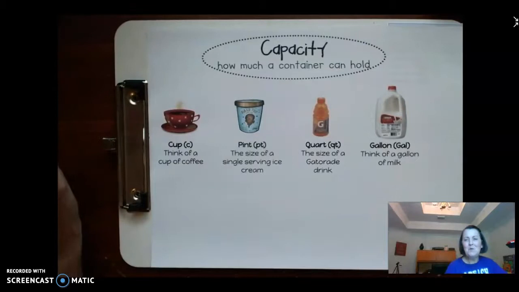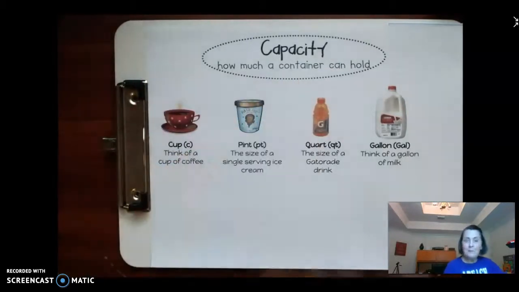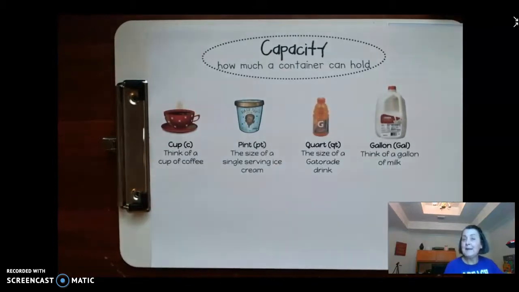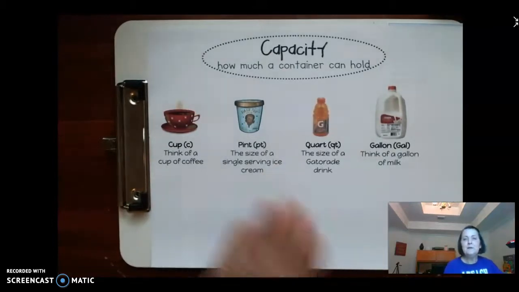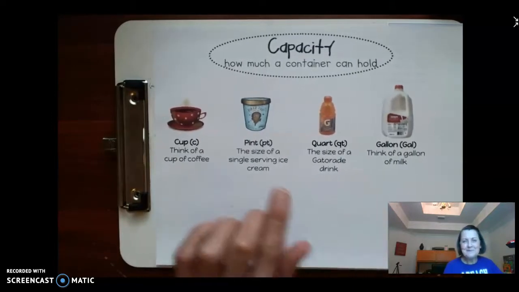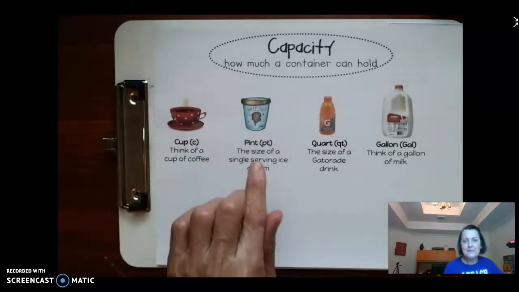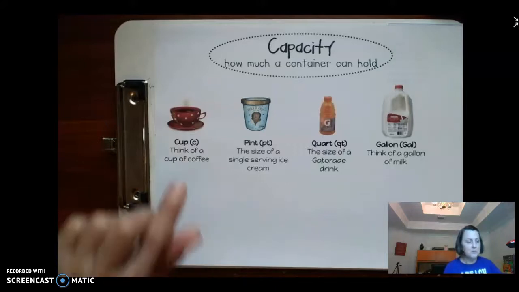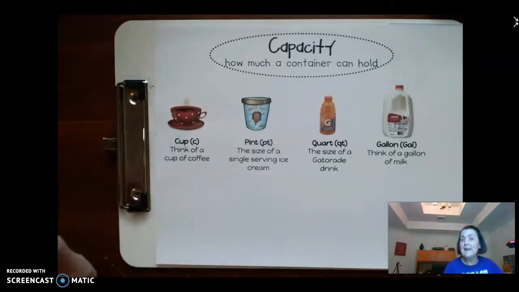And today we're going to be converting capacity. Capacity is how much a container can hold. And here are some examples that you're learning about this week. So we have cups, pints, quarts, and gallons. We also have fluid ounces, which are much smaller than a cup.